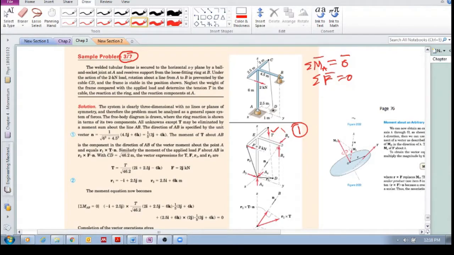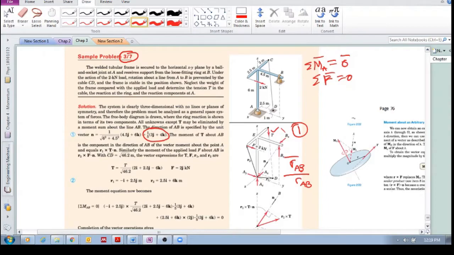So we want to now take moments about this axis. The first thing we need to do is get the unit vector for this axis. I'm not going to go into the details there, but that is the unit vector. Remember that a unit vector is simply R_AB in vector form divided by the magnitude of R_AB.